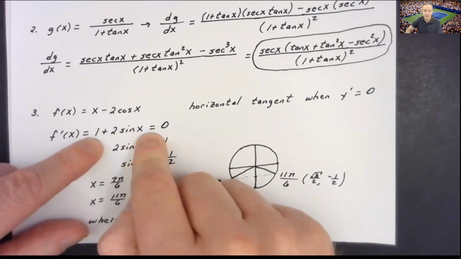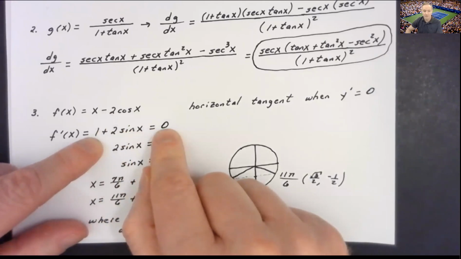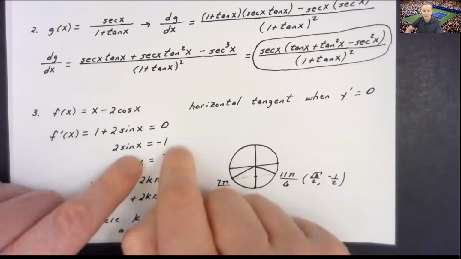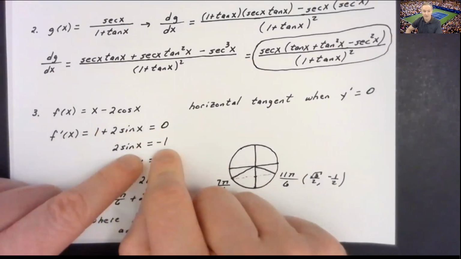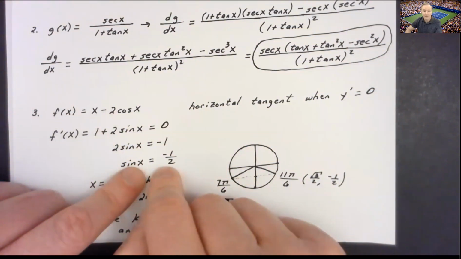Now, I take this derivative, set it equal to 0. Pretty easy to do. I subtract 1 on both sides, I get 2 sine x is negative 1. Then I divide by 2, and it's asking me, when is the sine of x equal to negative 1/2? These will be the values at which the tangent line is going to be horizontal.